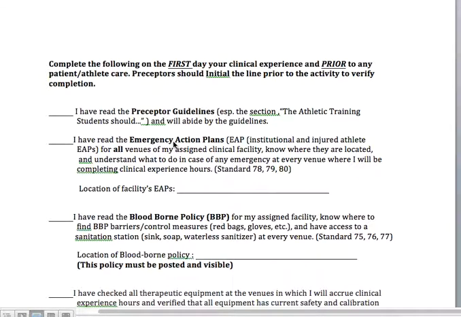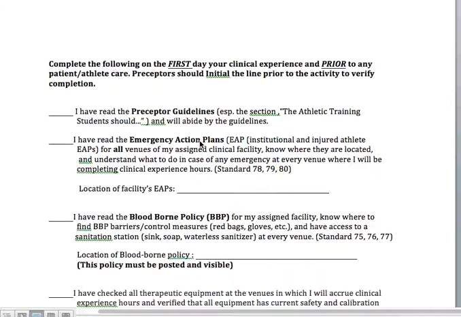The next one is that you read the emergency action plan for all venues of your facility. Know where they are and understand what to do in case of an emergency at every venue where you will complete your clinical hours. So, for those of you that are on campus, there is an institutional emergency action plan, which is a colored placard that is posted in the training room. They're in the hallways, they're in the gym, they are in hopefully the locker room out at the soccer fields.